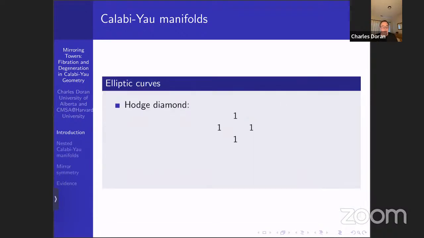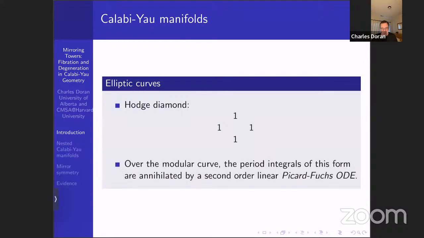Okay. The Hodge diamond for an elliptic curve is particularly simple. You just have all ones. And over the modular curve, so if you like over this family, this base of this family, for each point in the base, you get an elliptic curve, and you can compute period integrals. You integrate dx over y over a basis of cycles, like an A cycle and a B cycle, you get numbers. And those numbers moving over the base give you functions, and those are your period functions.